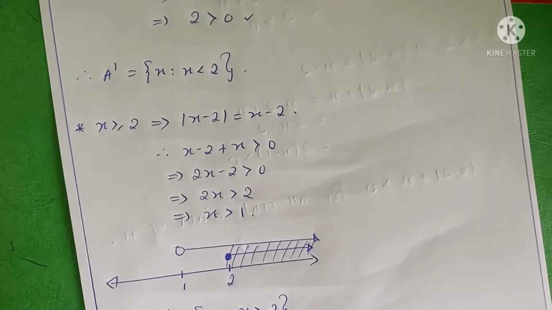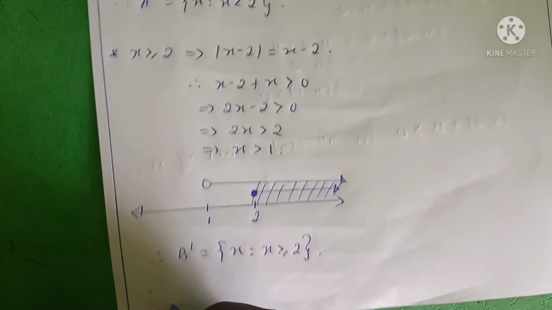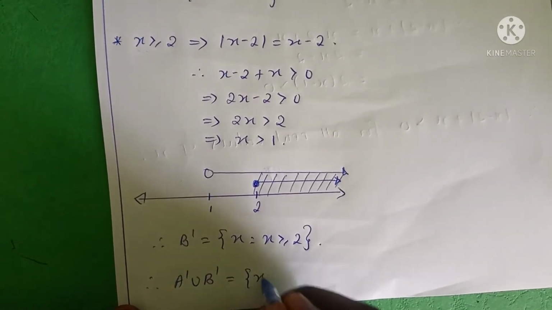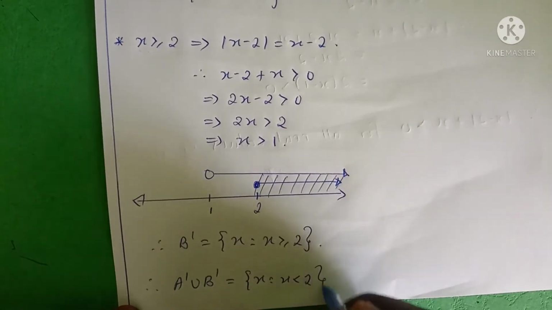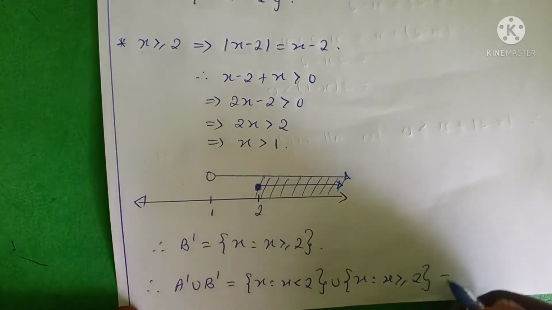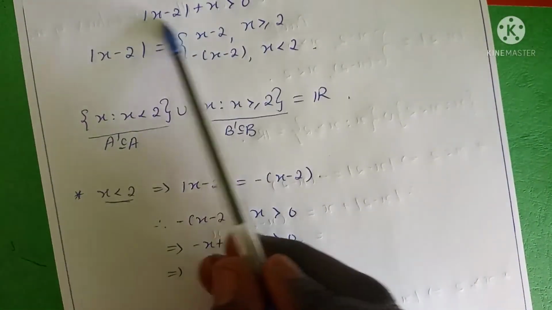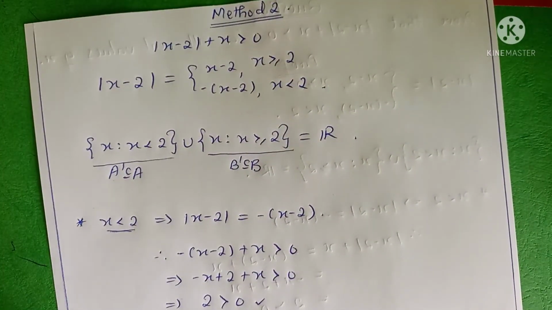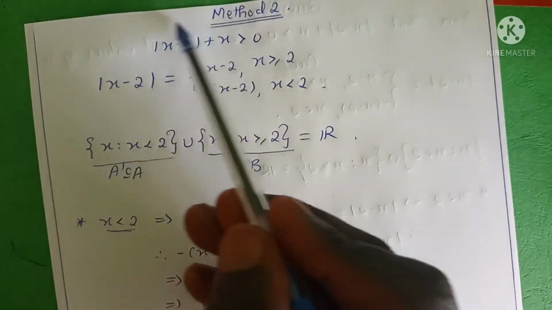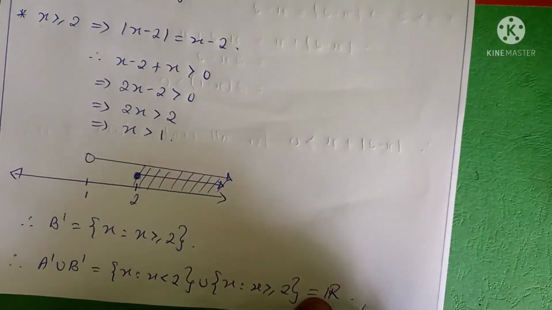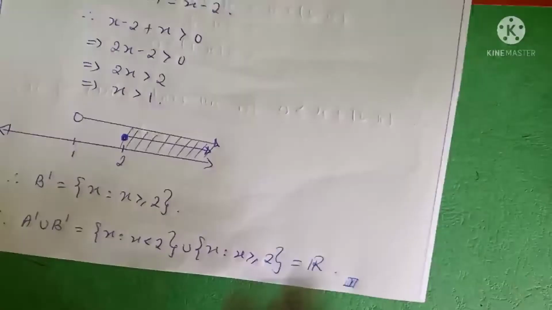Therefore, our solution set is the set A prime union B prime, which is the set x such that x is less than 2 union the set x such that x is greater than or equal to 2. And this is just the set of real numbers. Therefore, the solution to this inequation is the set of real numbers. That is the second method. So we have proven that this inequation is satisfied by all real numbers. That is exactly what we were supposed to do. Okay, so this is the end of the proof for method 2.